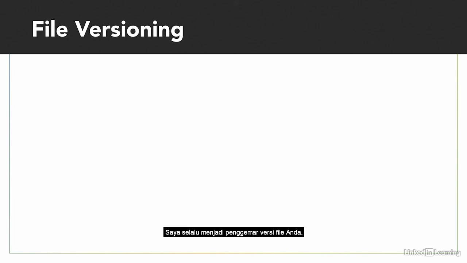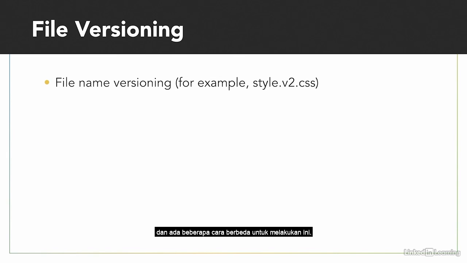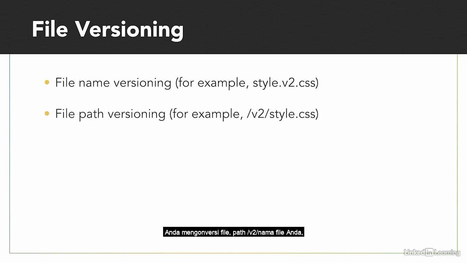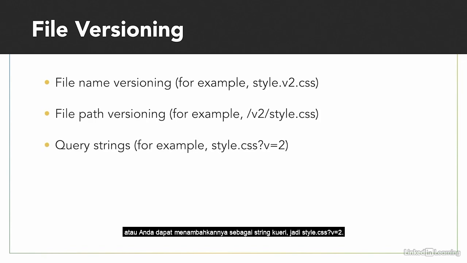If you're a developer, I've always been a fan of versioning your files, and there's a few different ways to do this. You can version the file name, something like style.v2.css or style-v2.css. You can version the file path, /v2/ your file name, or you can add it as a query string. So style.css?v=2. Because the file name or path look different, your browser thinks it's a new file and downloads it. This is a fantastic way to make sure that no one sees old content.